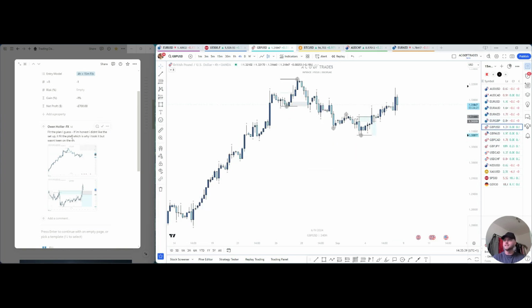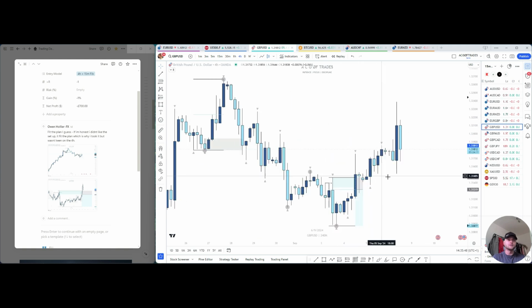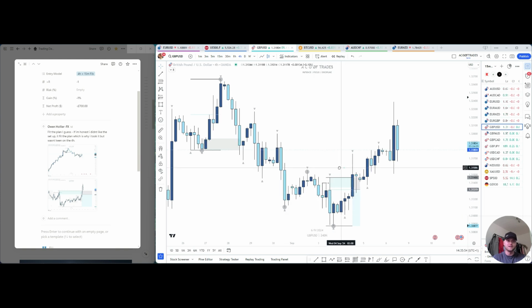It wasn't great. You can see here, but it fit the plan, I guess. So it does fit the plan. If I'm honest, I didn't like the setup. It fit the plan, which is why I took it, but I wasn't keen on the 4 hours. So you can see here where I took this loss. The 4 hours is kind of choppy to the upside, a bit choppy to the downside. It's not really a great break to the downside.